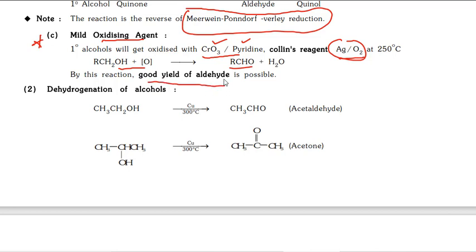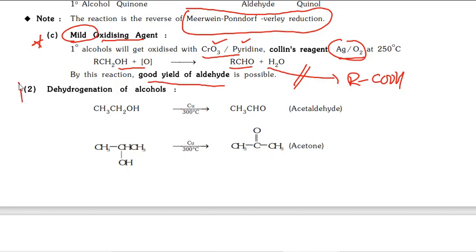If you take a strong oxidizing agent, what will happen? This aldehyde is further converted into carboxylic acids. But here it is a mild oxidizing agent, so this reaction cannot take place. That's why it is giving a good yield.